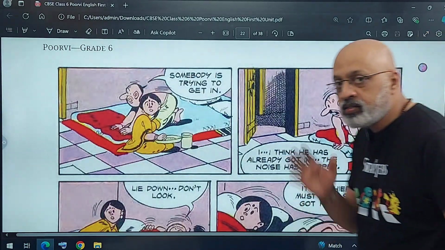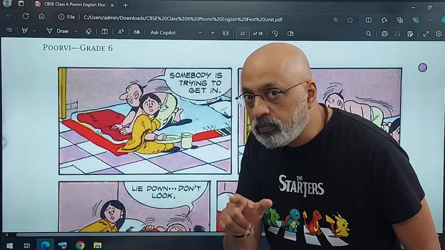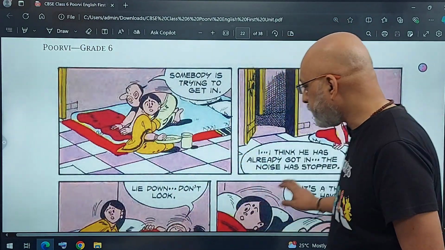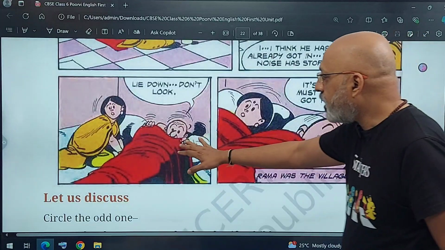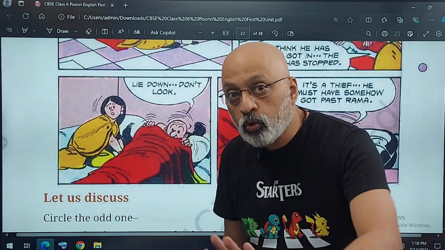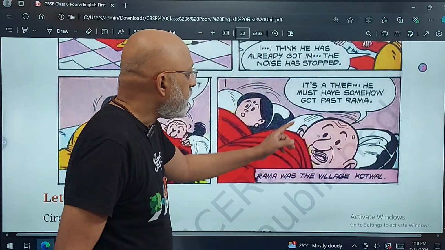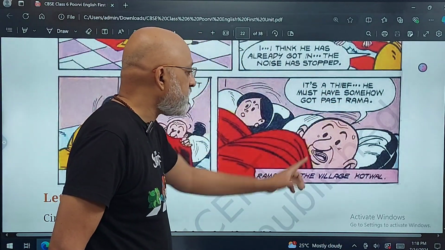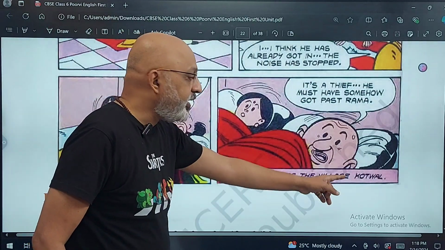I think he has already gotten in. The noise has stopped. Then he says, the noise has stopped. That means the thief has already got inside the house. So then the husband says, lie down, don't look. सिर्फ लेट जाओ. उस तरफ मत देखो. It is a thief. He must have somehow got past Rama. Rama was the village kotwal.